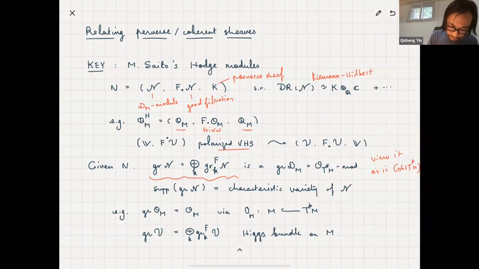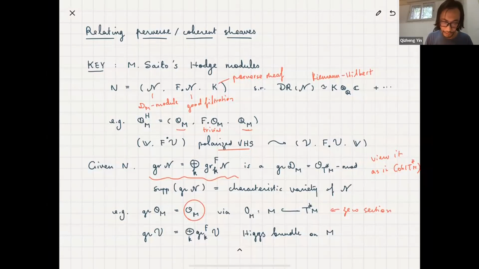For example, if you take the trivial Hodge module, then the graded piece will just be the O of M, but this time you have to view it as the structure sheaf of the zero section inside the cotangent bundle. So this is a zero section inside the cotangent bundle.